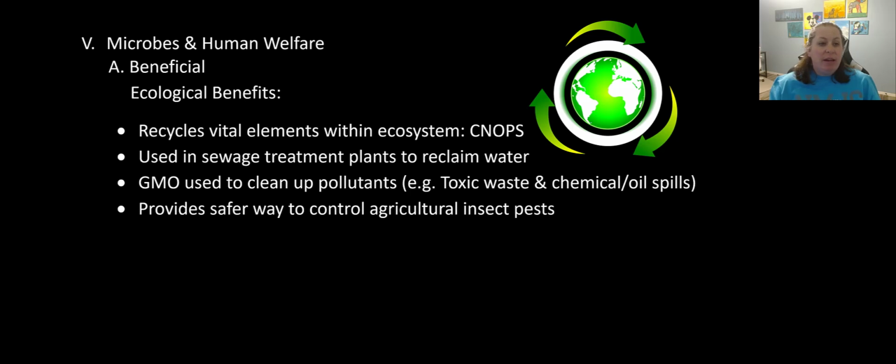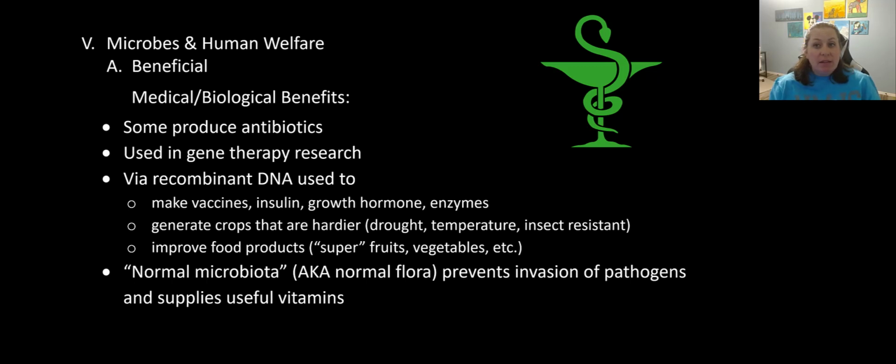These can provide a safer way to control agricultural insect pests, in the sense of not using chemicals, like not spraying them with pesticides, but instead using microorganisms to help protect those plants. Some medical and biological benefits are that some of these organisms produce antibiotics. They can be used in gene therapy research. We see recombinant DNA can be used to make vaccines, insulin, growth hormone, and even enzymes that people are missing.